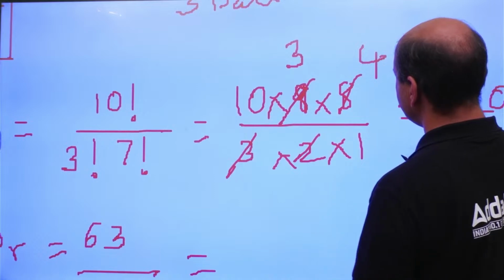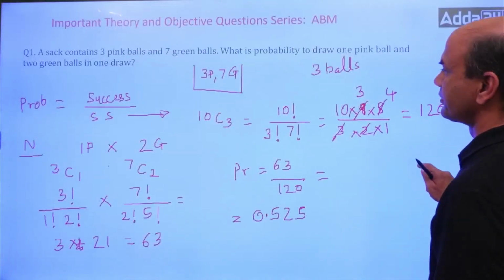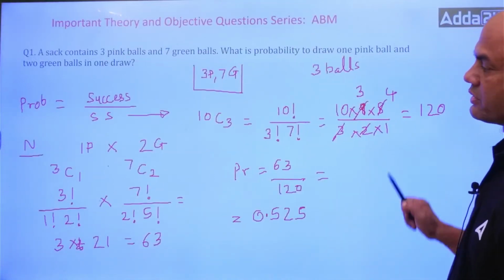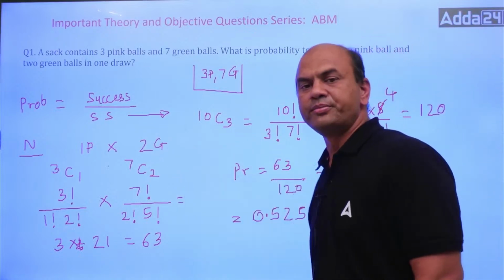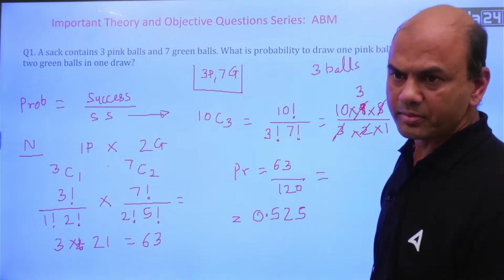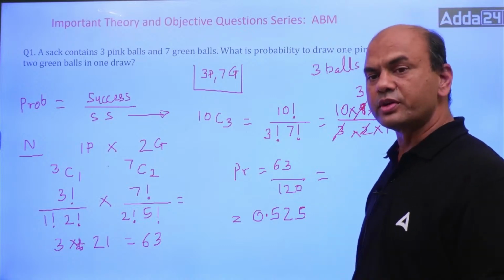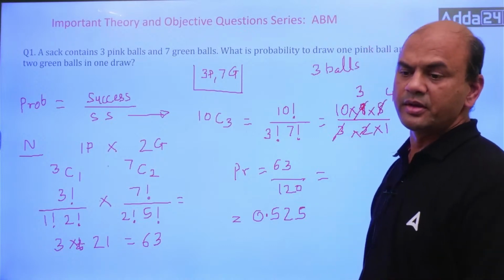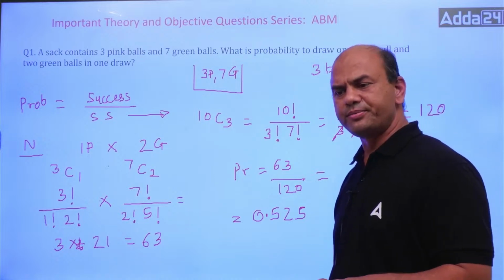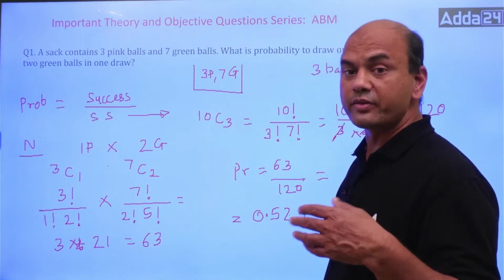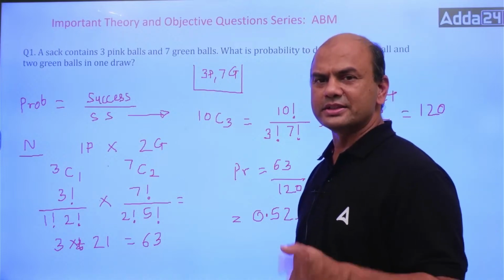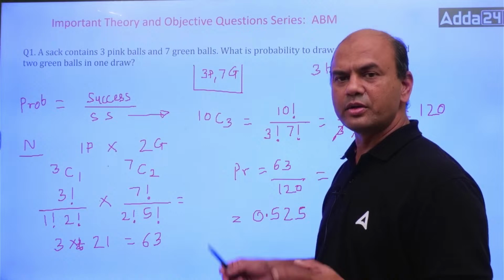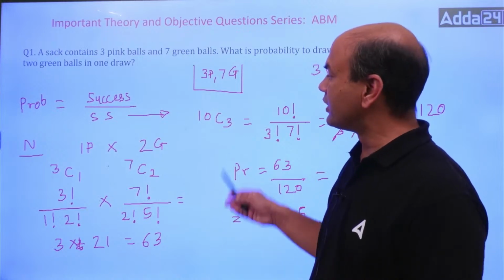Okay. Got it? 120 is the answer. This is for 10C3. So you have got the denominator now. Always when you solve any probability problem, always focus on the denominator first, because that is easier to find out. Success is very difficult to find out. Okay, in our life also, right? Success is difficult to find out. Denominator is easy to find out. Now let's look at success.